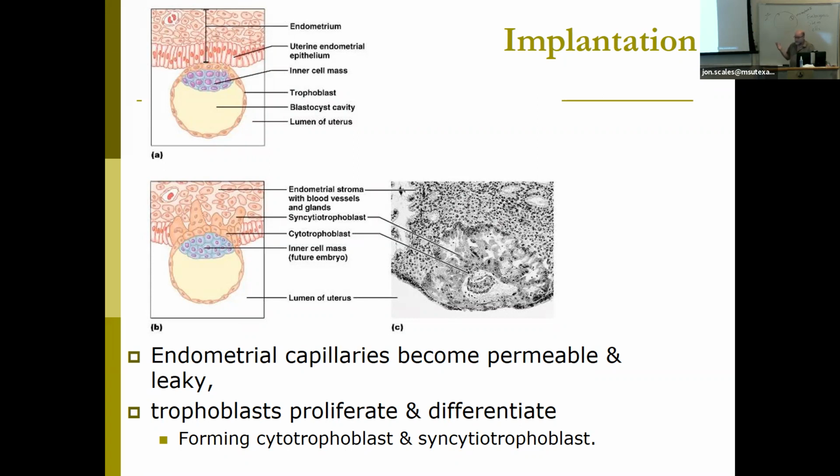So one of those changes is they trigger the capillaries in the endometrium to start forming essentially sinuses. They just start to break down their capillary walls and become just pools of blood contained by the syncytiotrophoblasts cells. And that's going to become the basis for the placenta.